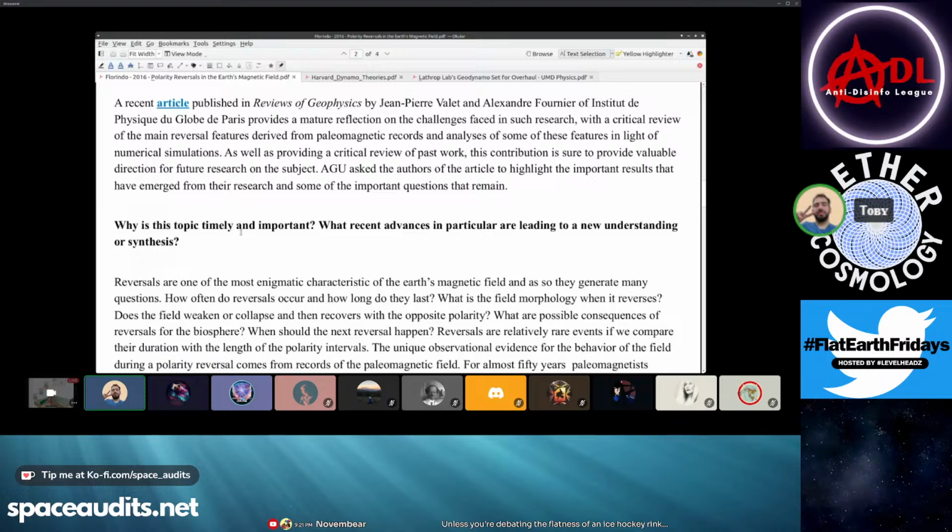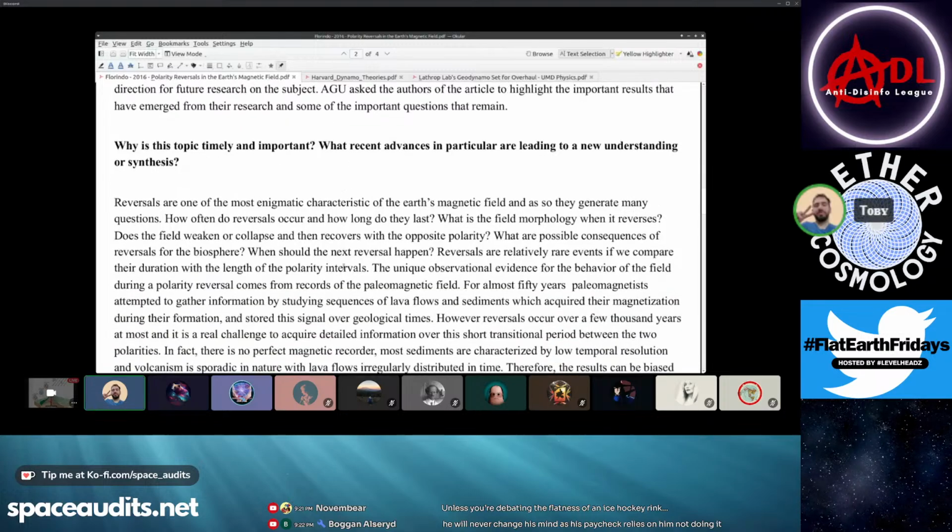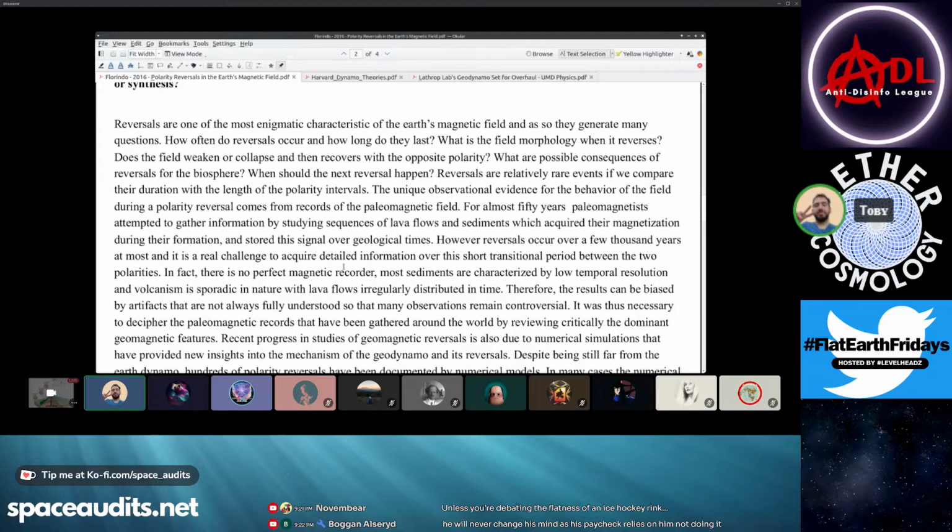AGU asked the authors of the article to highlight the important results that have emerged from their research and some of the important questions that remain. Why is this topic timely and important? What recent advances in particular are leading to a new understanding or synthesis? Reversals are one of the most enigmatic characteristics of the Earth's magnetic field, and as such, they generate many questions. How often do reversals occur, and how long do they last? What is the field morphology when it reverses? Does the field weaken or collapse and then recover with the opposite polarity?